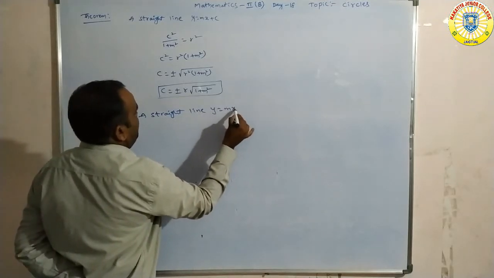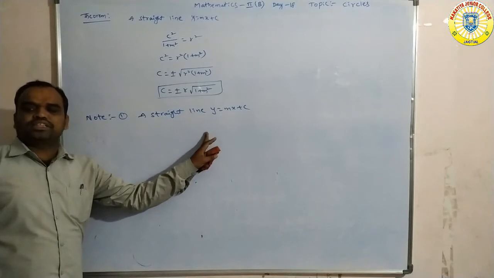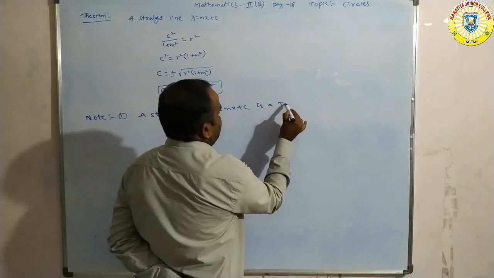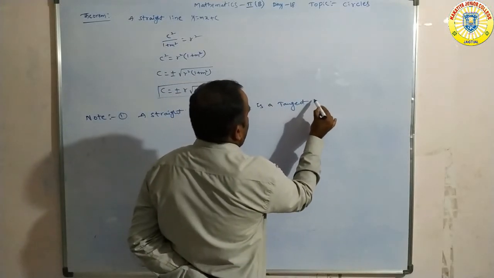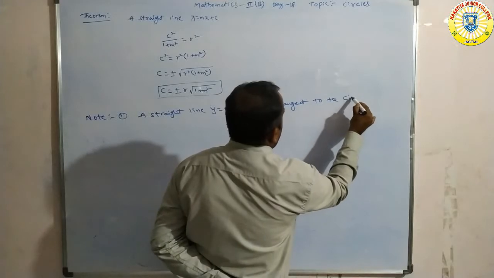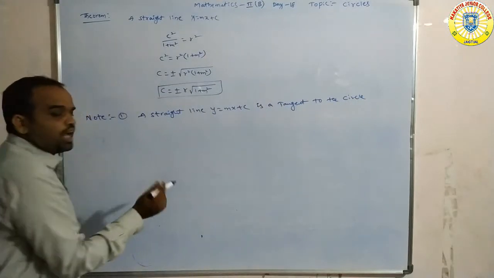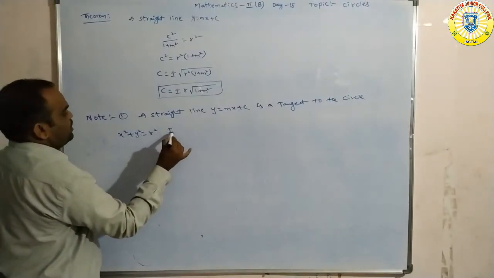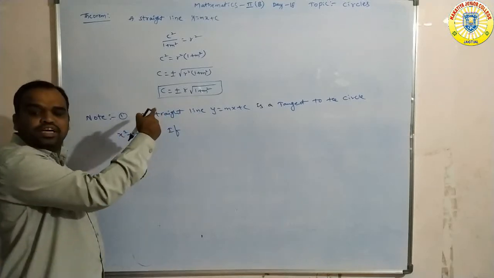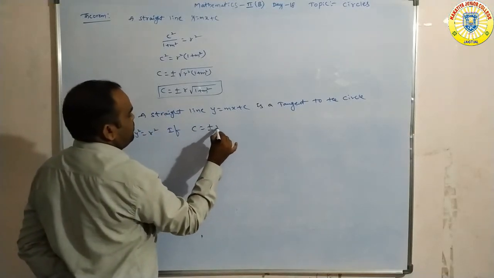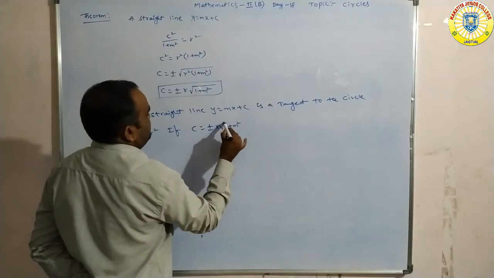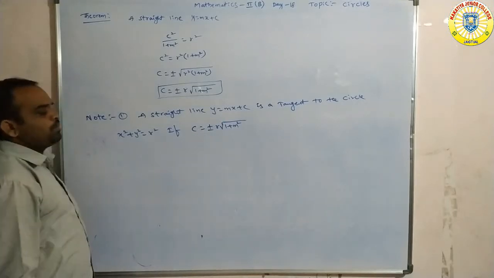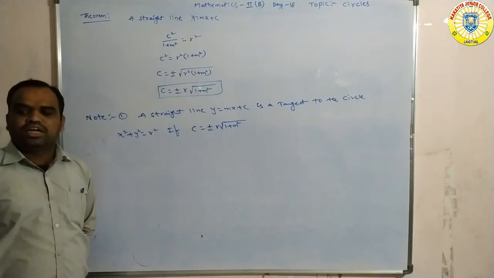Note 1: a straight line y is equal to mx plus c, the general form of a straight line, is a tangent to the circle, the standard form x square plus y square is equal to r square, if it must satisfy the condition c is equal to plus or minus r into the square root of 1 plus m square.